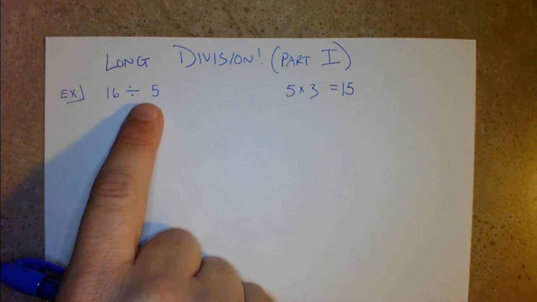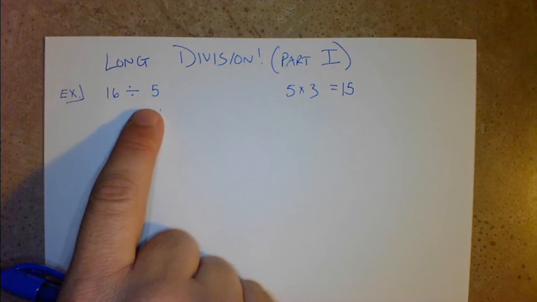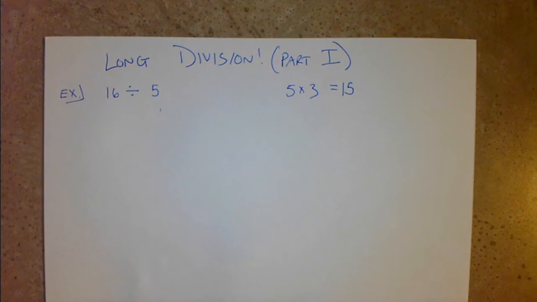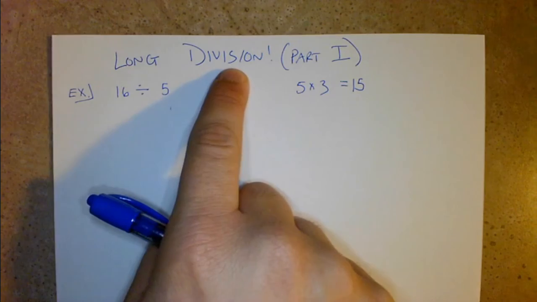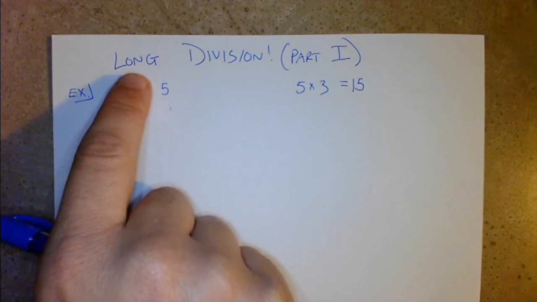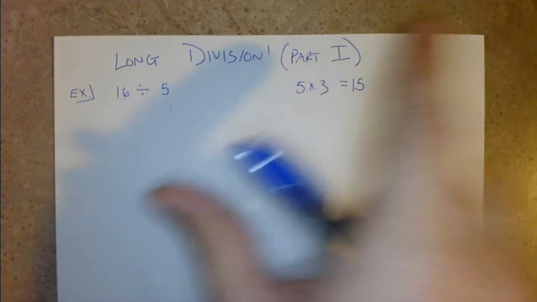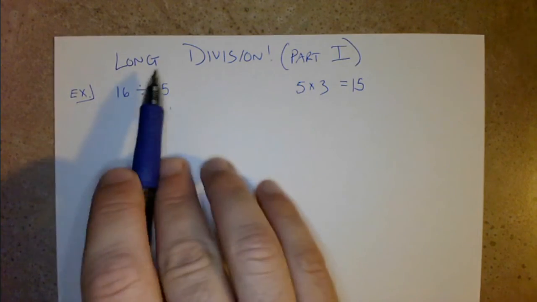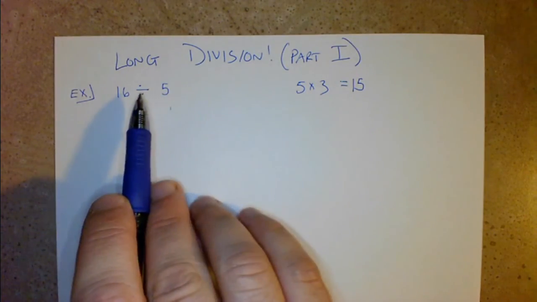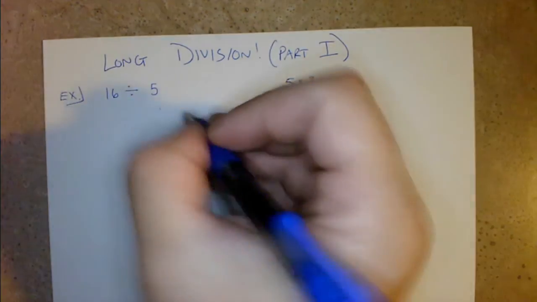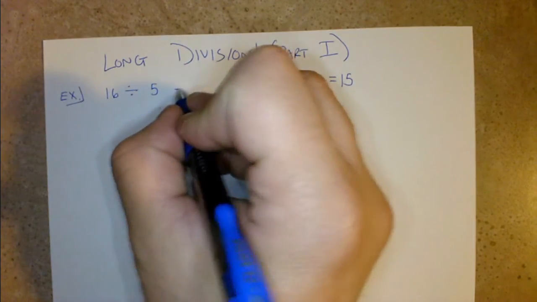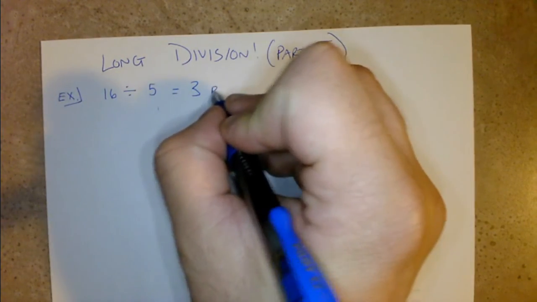And that's essentially the point of long division: we want to divide large numbers. Sometimes they divide evenly, sometimes they don't. So long division is a way of dividing numbers where sometimes it does work evenly. I don't want to give you the impression that long division only works for things with uneven divisors. But the way that I would write this is 3 remainder 1.